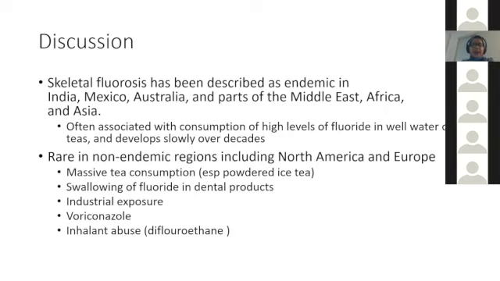Skeletal fluorosis has been described as endemic in India, Mexico, Australia, and parts of the Middle East, Africa, and Asia. It's often associated with consumption of high levels of fluoride in well water or teas and develops slowly over decades. It's rare in non-endemic regions, including North America and Europe. When it has been seen, it's been associated with massive tea consumption, especially powdered iced tea, swallowing of fluoride in dental products, industrial exposure, voriconazole use, and inhalant abuse because it includes difluoroethane.